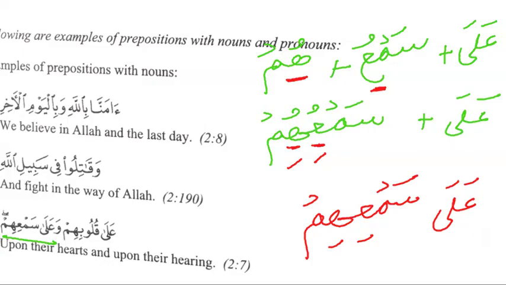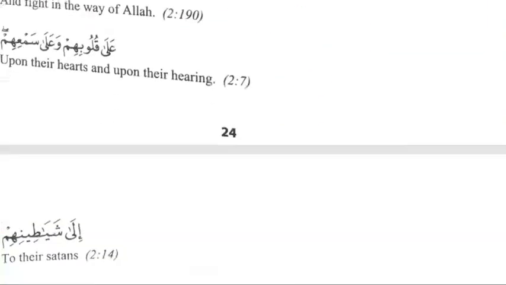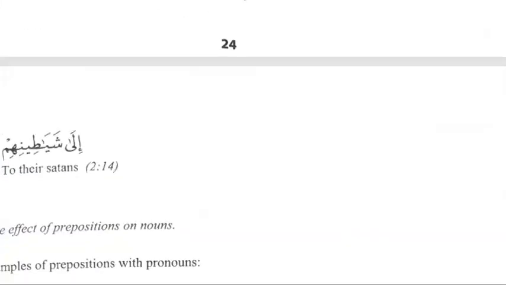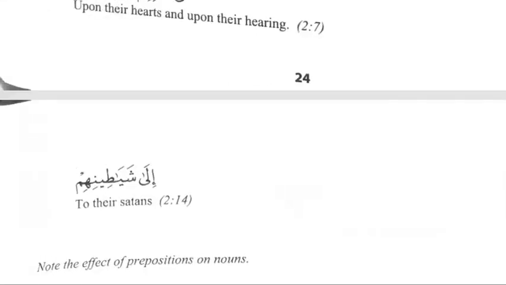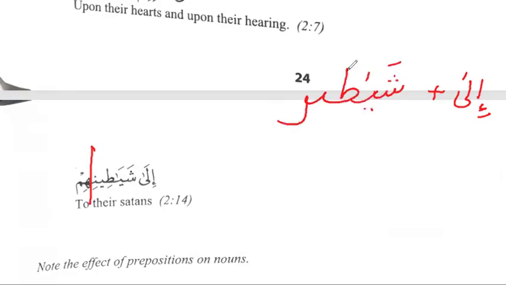Very good. Alhamdulillah. Let's move on. Then you have the word ila shayatinihim. Now this is a combination of what? Who can tell me how many words are there? Ila plus... Very good, Munazza. Shayatinu plus whom? Shayateen, whom? Their shayateen, their Satan.